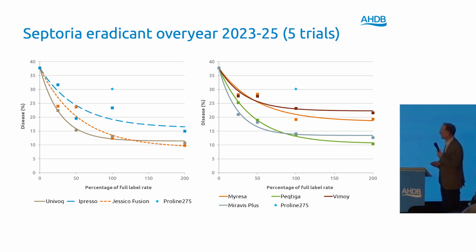When we look at the eradicant data, a similar sort of picture to what we saw in 2025, actually. Clearly, Miravis and Pectiga performing very similarly in curative environment, and Myrisa and Vimoy just a small step behind that in terms of efficacy. And again, those two fenpicoxamid mixtures on the left-hand side, the Jessico Fusion with isoflucipram and the Prothio fenpicoxamid Univoc there, both doing a very good job also.